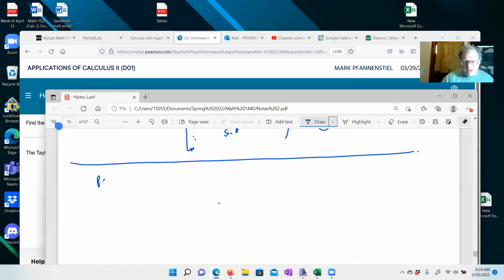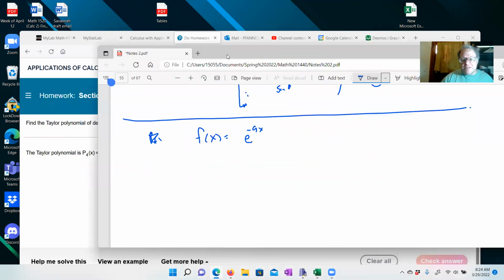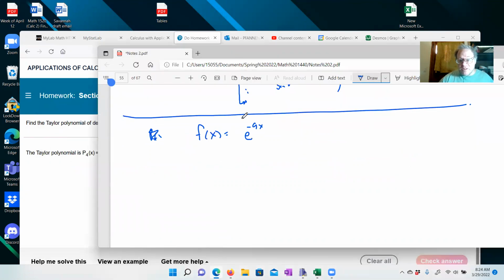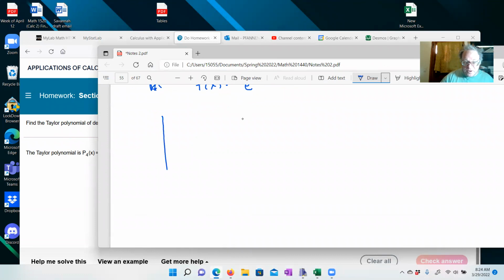So if we do a polynomial, we have f of x equals e to the negative 9x. And they want to say, well, we're going to approximate this to degree 4. So what I would do is make a little chart because these do get a little tedious. So degree first. What is my first derivative? F of x, that's e to the negative 9x.